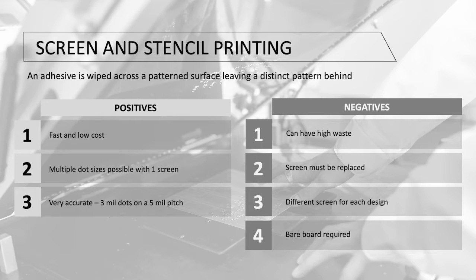And finally, the material that you're applying needs to be applied onto a substrate that is quite flat. You can't have a lot of components on it. The screen needs to sit pretty snugly to the actual substrate in order to get a good repeatable pattern.